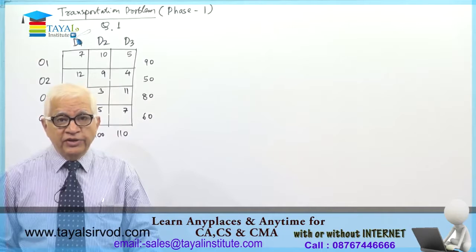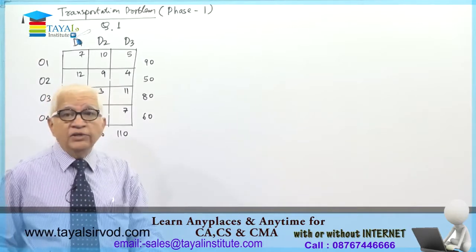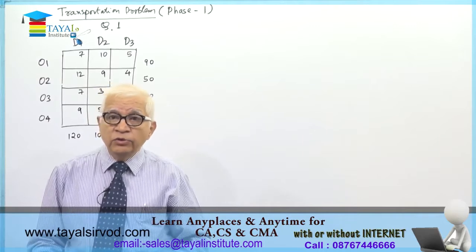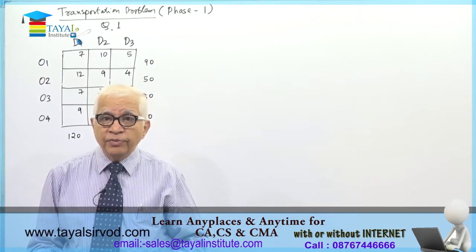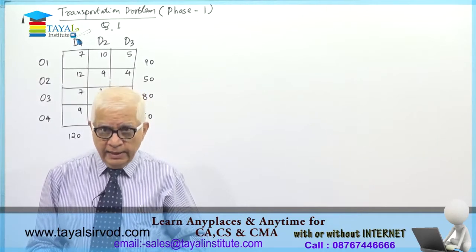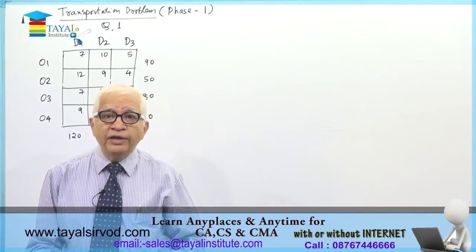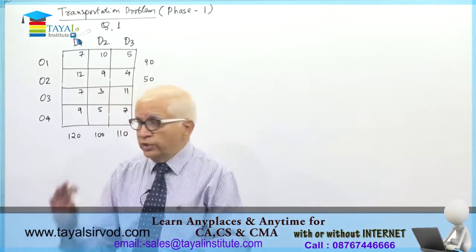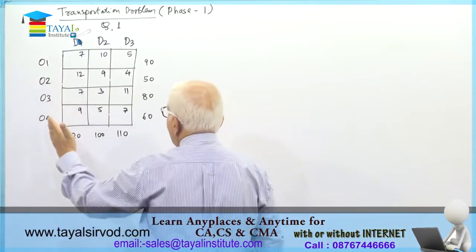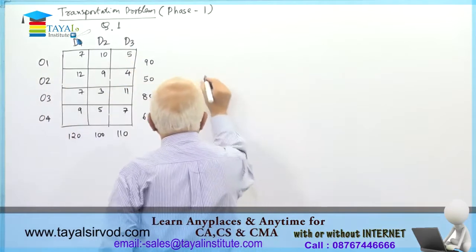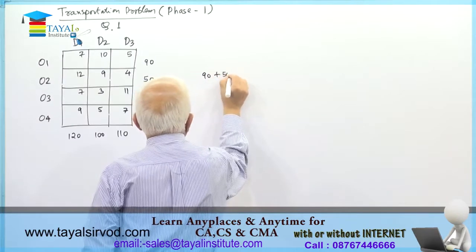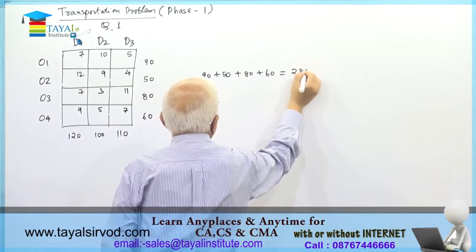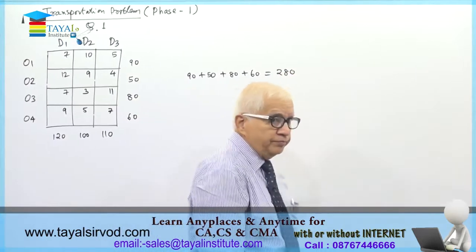Second pre-check, is it a balanced problem? Now here, in the case of the assignment problem, if you recollect, we just said if the number of rows is equal to the number of columns, the problem is balanced. That is not the case here. The case here is like this. What is the total availability and what is the total demand? Availability is written at the end of various rows. O1, O2, O3, O4 have availability of 90 plus 50 plus 80 plus 60, which is 280 units.